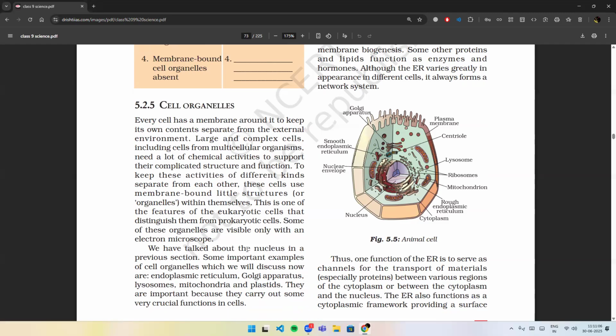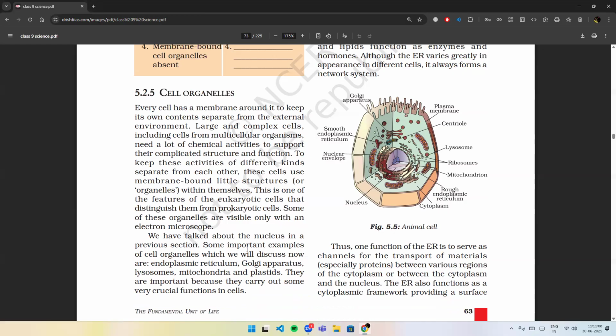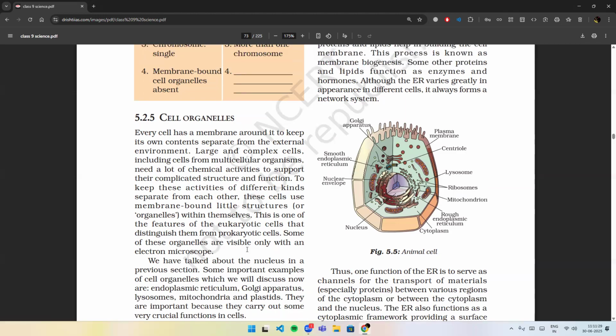Some of these organelles are visible only with an electron microscope. We have talked about the nucleus in the previous section. Some important examples of cell organelles which we will discuss now are endoplasmic reticulum, Golgi apparatus, lysosomes, mitochondria, and plastids. They are important because they carry out some very crucial functions in the cell.